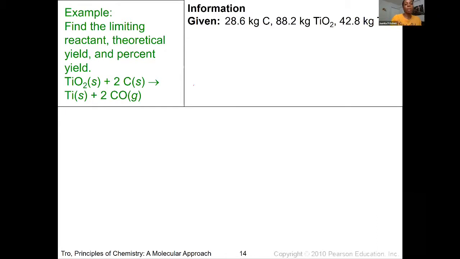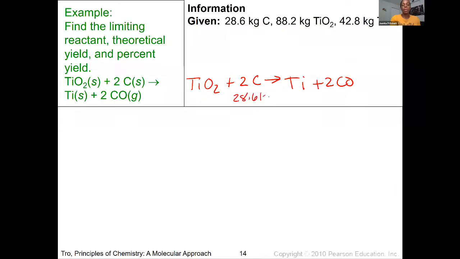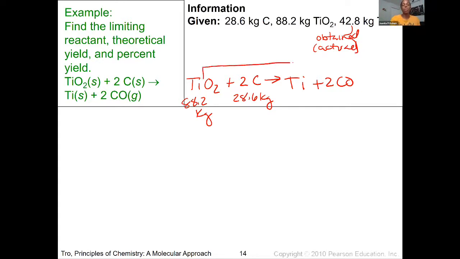And I'm just going to take and write this equation out just so I have some room to work. And again, I like to draw my mole bridge that I discussed in the previous video. So it helps me focus on the parts of the reaction that I care about. And so we have 28.6 kilograms of carbon, 88.2 kilograms of titanium 4 oxide, and it's telling us 42.8 kilograms of titanium are obtained. And so this number here represents our actual. What we need to figure out is theoretically how much we are supposed to get based on these two starting points.